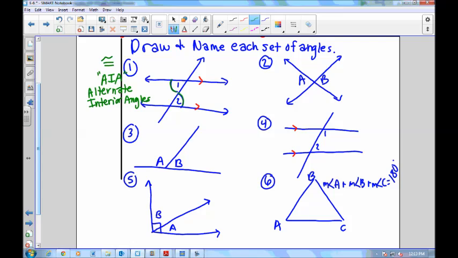Okay, raise your hand if you know the name for the relationship on number 2. Two intersecting lines. They're opposite angles. Lucas? Vertical. What do we know about vertical angles? They are congruent. So these are vertical angles, which are congruent. The congruent symbol is an equal sign with a squiggly tilde.